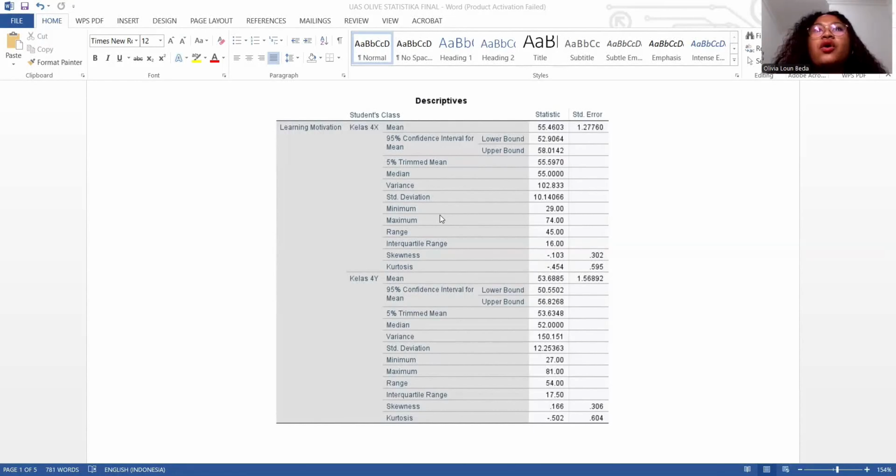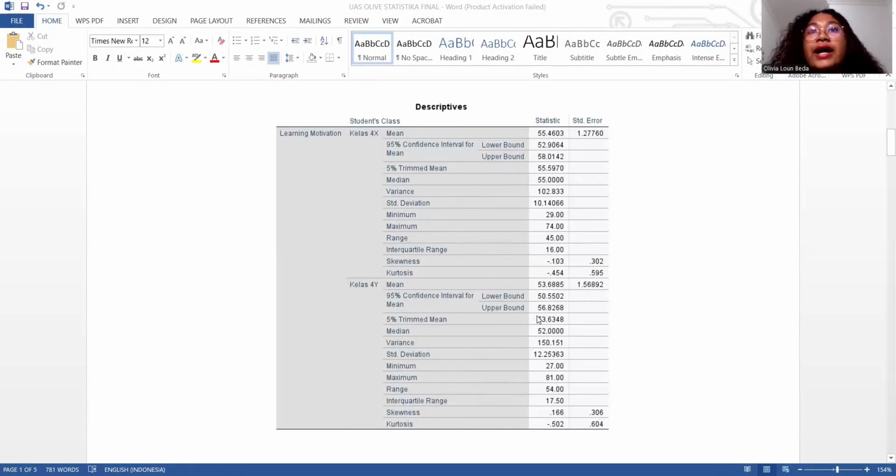For the minimum score in learning motivation, class X is 26, while class Y is 27. And for the maximum score in learning motivation, class X is 74, and class Y is 81. That's a little bit higher than class X, right?